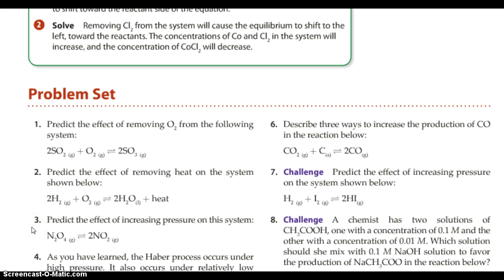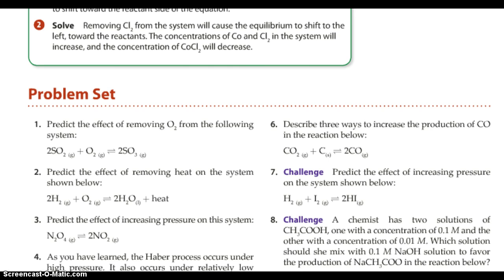Number 3, predict the effect of increasing pressure on this system. Answer is, so the first thing I'm going to do is I'm going to look that they're both gases. Yep, they're both gases. How many moles of each? I have 1 mole on the left, 2 moles on the right, and I'm increasing the pressure. I'm squeezing it together. So which way is it going to go? It wants to go towards the side with less moles, so it's going to go to the left, to the reactant side.